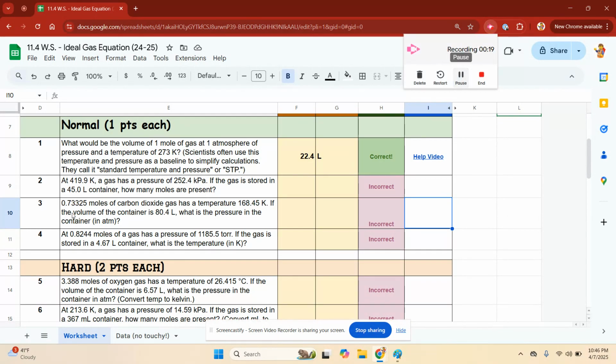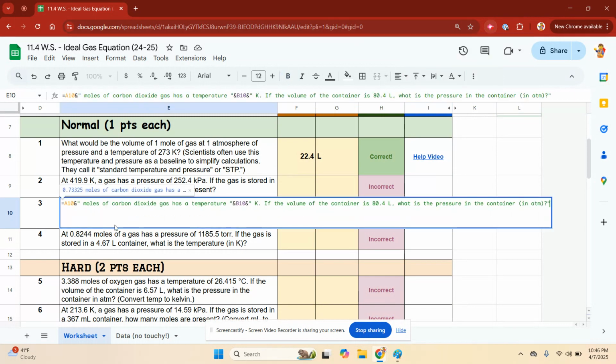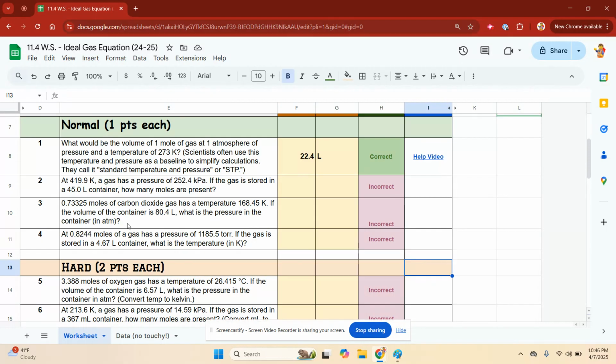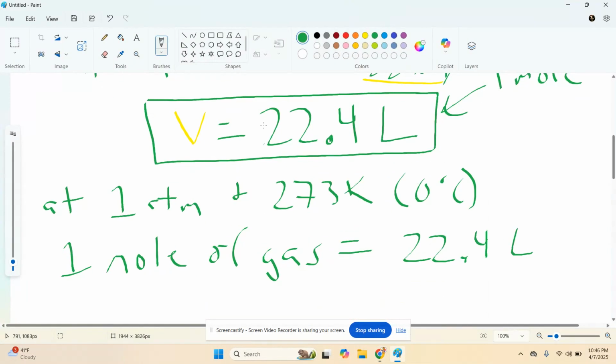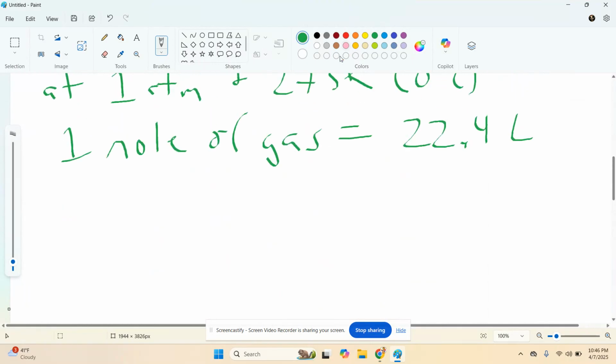Okay, so you have 0.73325 moles of carbon dioxide gas. It has a temperature of 168.45 Kelvin and a volume of 80.4 liters. What is the pressure in the container, in atmospheres? It's looking for atmospheres of pressure. So let's plug it into our equation.